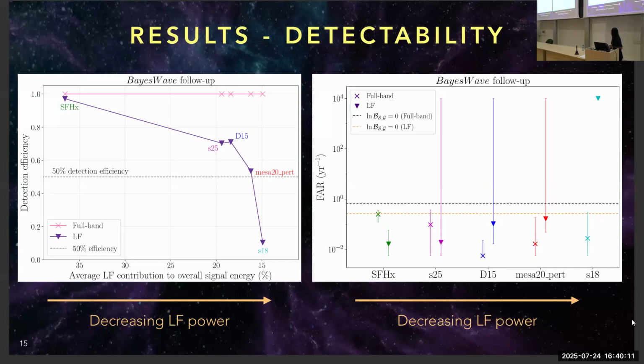Because there are two types of data that we're showing here, we just made this axis equally spaced for your convenience. So yeah, as we move from left to right here, we can see that the false alarm rate starts to increase, right? That means the less low frequency power we have, the less likely we are to have these sorts of detections.